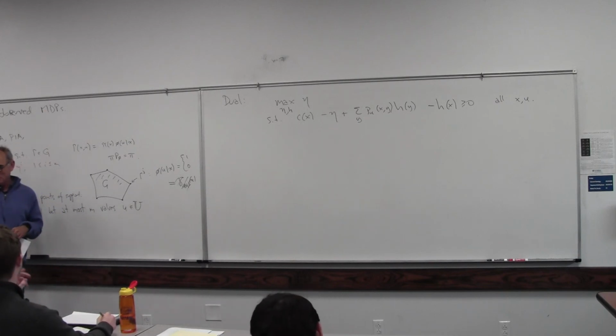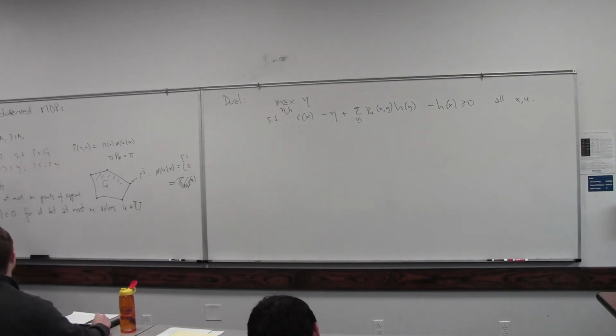I'd have to explain what a dual is. I'd have to go through a bunch of algebraic mess. But in the end, that's what I get. The dual of this LP is that. What does that mean, max eta with eta and h? Because those are my variables.